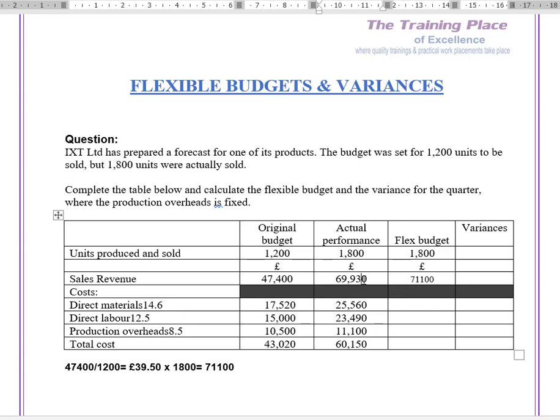So that implies that I have found the cost of one product that you are selling. I multiply by 1,800 units that I actually sold, and that will be my flex budget. And you're going to do the same thing across everything coming through, except any semi-variable costs and any fixed cost.